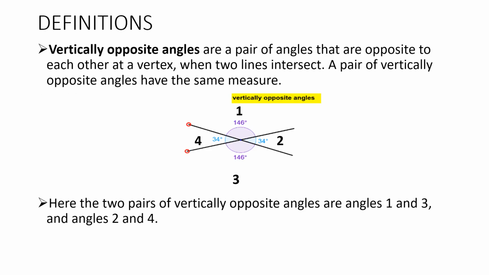The definition which is much used: vertically opposite angles are a pair of angles that are opposite to each other at a vertex when two lines intersect. A pair of vertically opposite angles will always have the same measure. So remember this. For example, in the given figure, there are two pairs of vertically opposite angles. The first pair is angle 1 and 3, and the second pair is angle 2 and 4. You can see that the measure of vertically opposite angles will be the same.